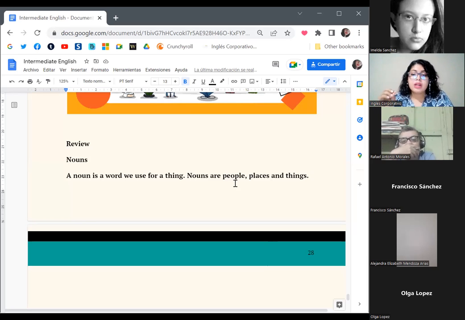Then we have some common place nouns: Ireland, Dublin, the central school, the United States, the names of places. So we are going to talk about places. Then we have some common thing nouns that are pen, table, car, music, movie.